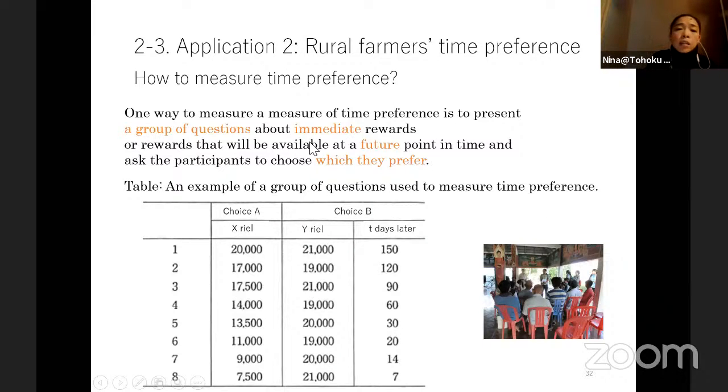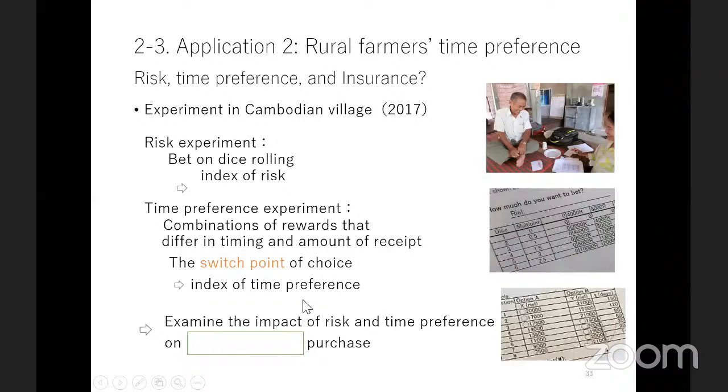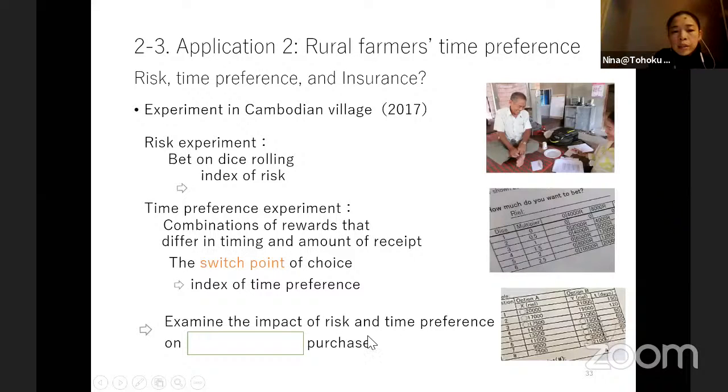Okay, and so again, in this case, we use actual money for the game participants. They will get money exactly. So yeah, now how did we apply this game, in what kind of context? In this case, we use this time preference index and also a risk index, the same experiment as you did. We use these two indexes to analyze the relationship between risk, time preference, and health insurance purchase.